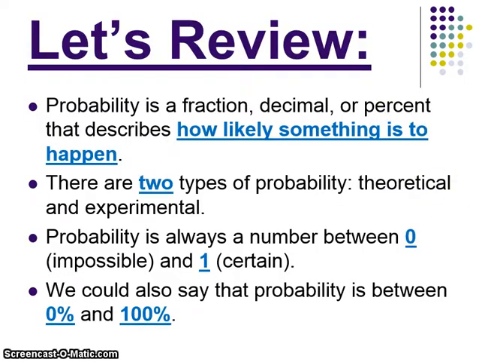Now, let's summarize what we've learned. Probability is a fraction, decimal, or percent that describes how likely something is to happen. There are 2 types of probability, theoretical and experimental. Probability is always a number between 0, which means impossible, and 1, which means certain. We could also say that probability is between 0% and 100%, synonyms for 0 and 1.